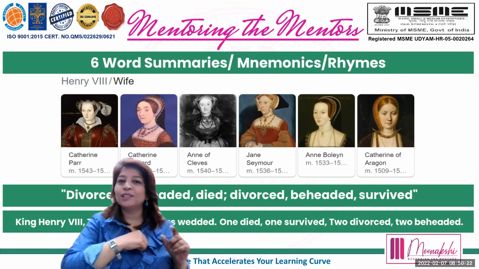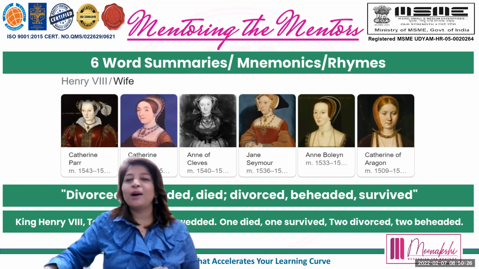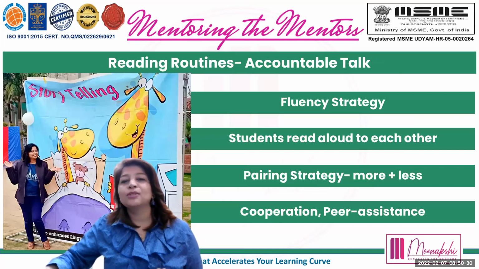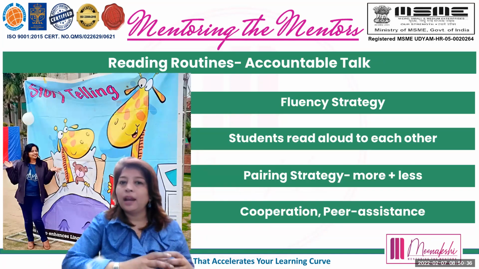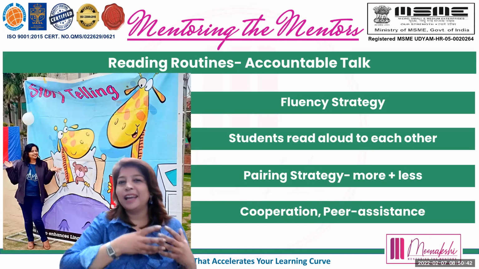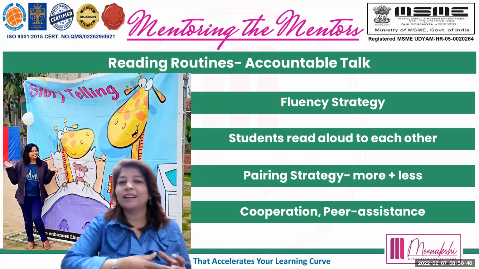Here we are coming up with a summary in a few words or rhymes, right? So now let's talk about another strategy for the day. It is reading routines, or maybe we talk about accountable talk. We want our children to develop their critical thinking, and bring the same in the form of innovative, creative presentations in the class.